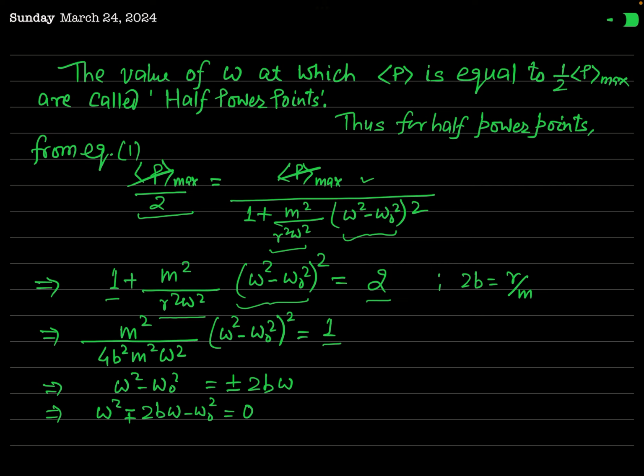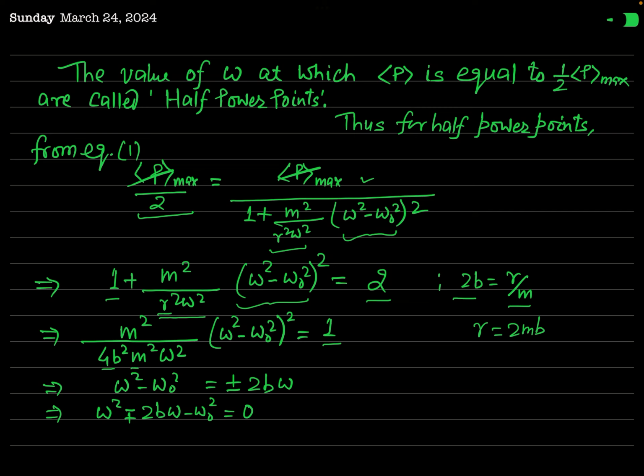So you can write m square over r square times omega square minus omega naught square, whole square, is equal to 1. But you know that 2b is equal to r by m. You have seen this result from the very beginning. So if you want to express r in terms of the damping coefficient b, r will be simply equal to 2mb, and so r square will be 4b square m square. So instead of this r square, I have written here 4b square m square.